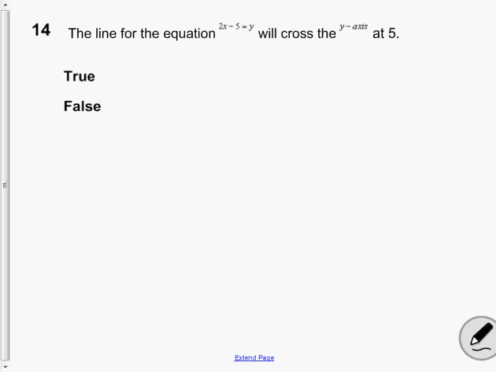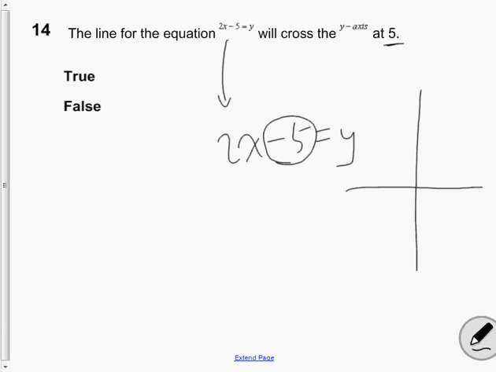And finally, question 14 in your true false: the line for the equation 2x minus 5 equals y will cross the y-axis at 5. This was actually more of a piece of trivia for us because when we did this linear chapter, we said that the constant in your equation will always be where the line crosses the y-axis. And in this case, this line, whatever it happens to be, would be crossing the y-axis at negative 5, not positive 5.